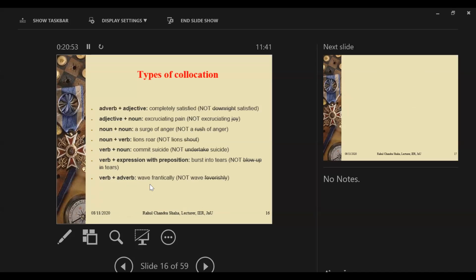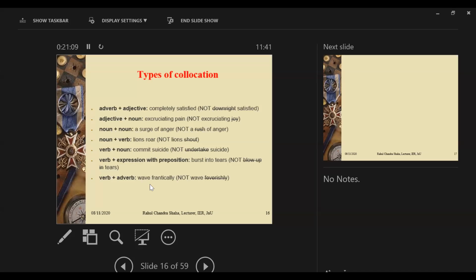For example, if we use adverb plus noun, it will be an example of a type of collocation. And if we use an adjective after the pronoun or before the pronoun, this will be another form of the types of collocations.